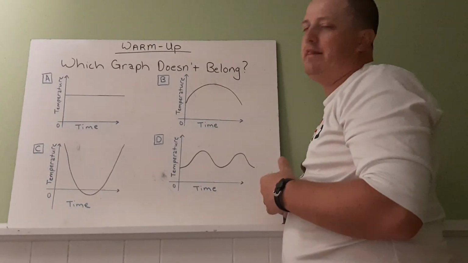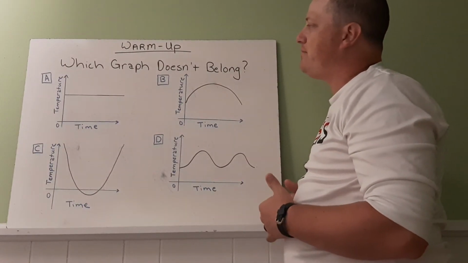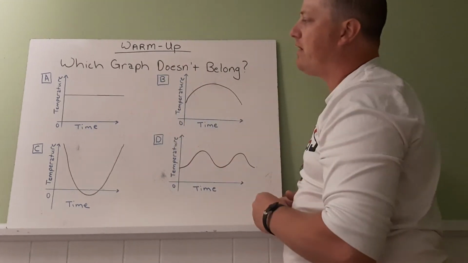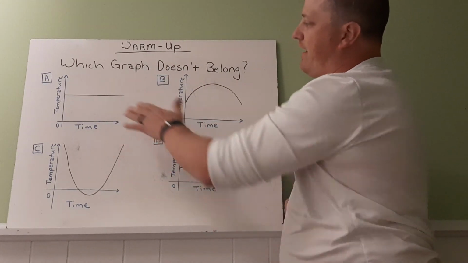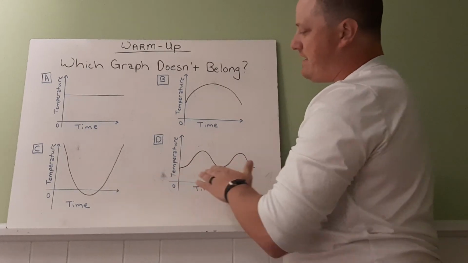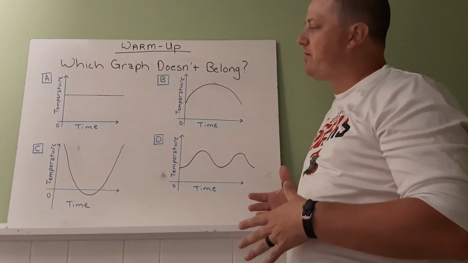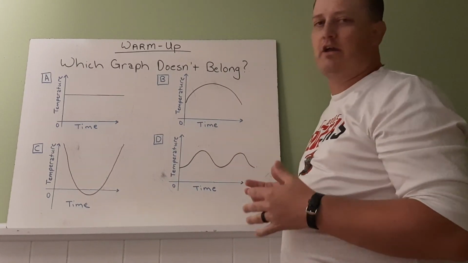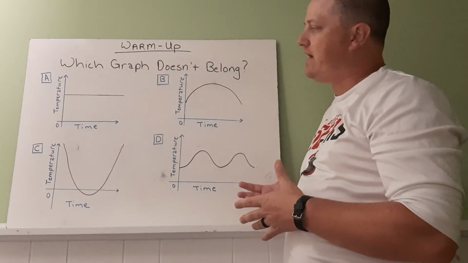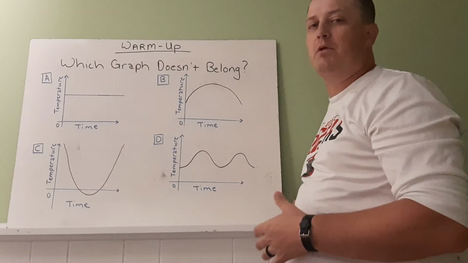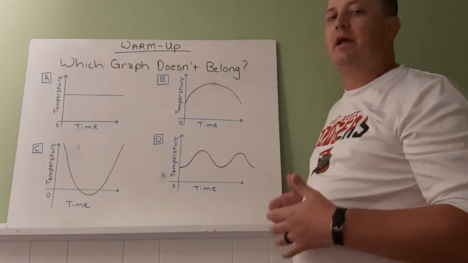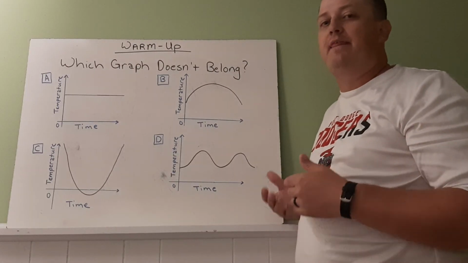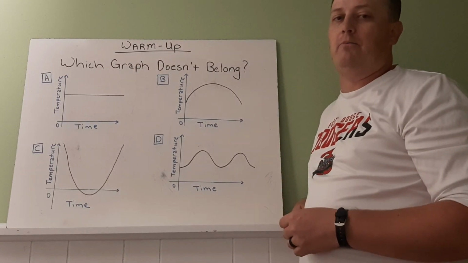All right, so in this warm-up, we're doing a which one doesn't belong. So which graph doesn't belong? So we have four different graphs, A, B, C, and D. So what I need you to do is determine, based off of the look of the graphs and what you see here, which one you think doesn't belong with the other three, and bring an explanation to class. That will start our discussion tomorrow. Thanks.